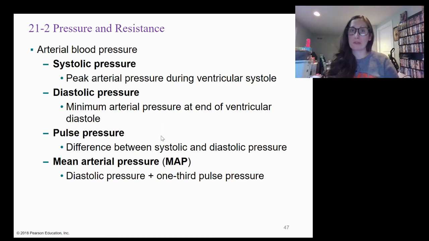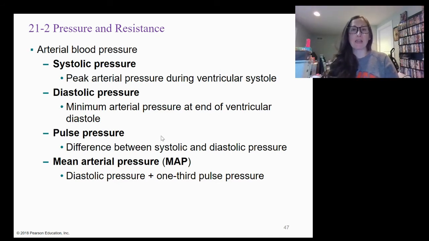If we remember from earlier in this chapter, systolic pressure refers to contraction. So this is the peak arterial pressure, the highest pressure when your ventricles are in systole, when they are contracting. And then diastolic pressure is the lowest arterial pressure, at the end when the ventricles are relaxing. So when you are taking blood pressure, you are actually listening for sounds of blood flowing in the arteries, and you are reading two numbers.